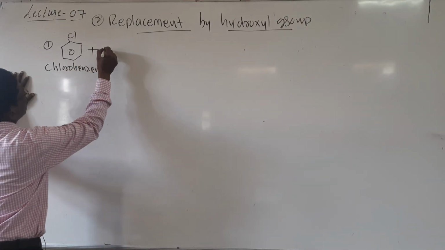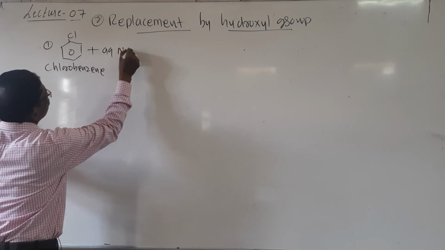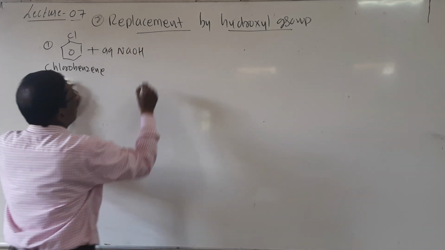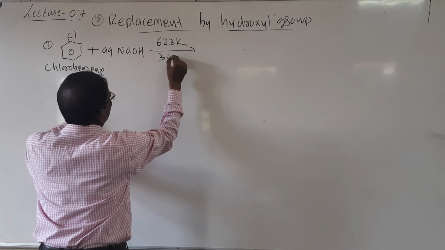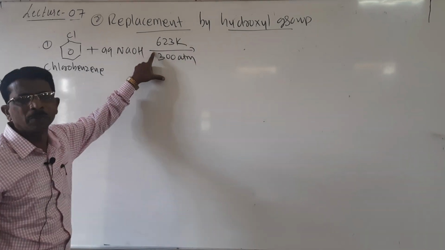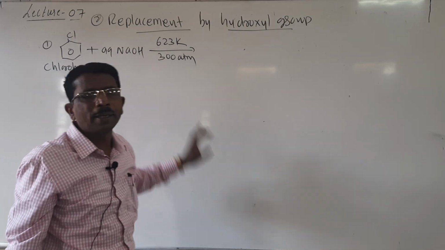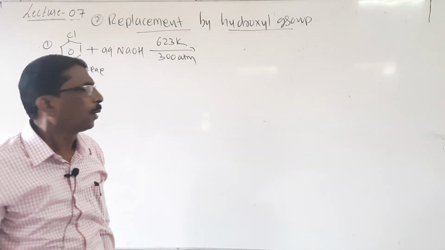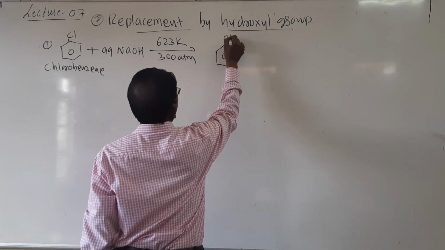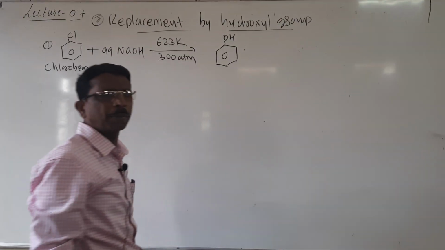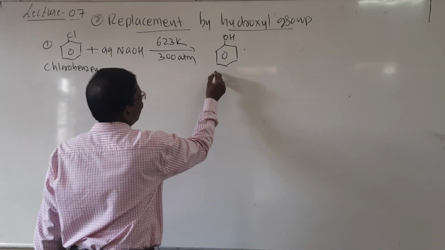When this chlorobenzene is treated with an aqueous solution of sodium hydroxide or potassium hydroxide at 623 Kelvin and 300 atmospheric pressure, look here students, 623 Kelvin and 300 atmospheric pressure, then the Cl can be replaced by OH. It forms phenol.